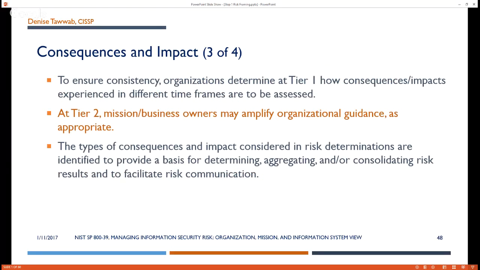To ensure consistency, you want to determine at tier one how consequences experienced in different timeframes are to be assessed. At tier two, mission business owners may amplify organizational guidance as appropriate. The types of consequences and impact considered in risk determinations are identified to give you a basis for determining, aggregating, and/or consolidating risk results and to facilitate risk communication.